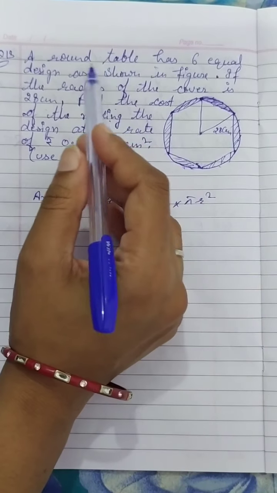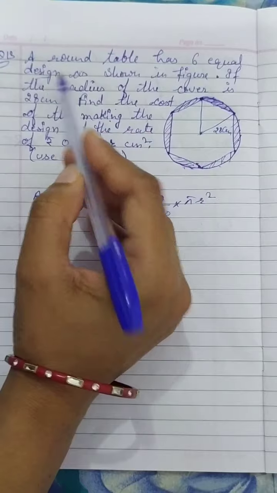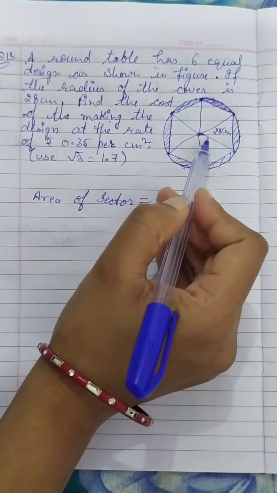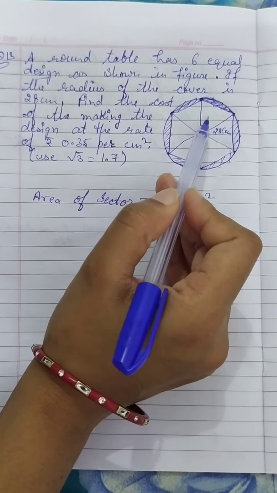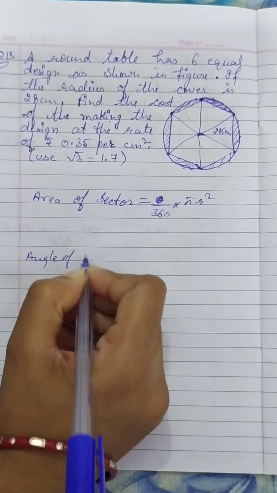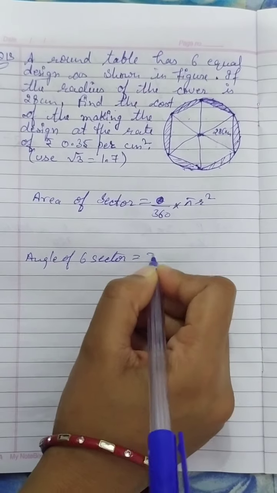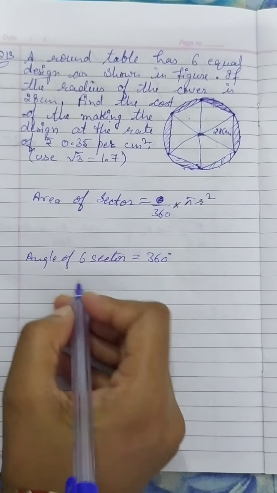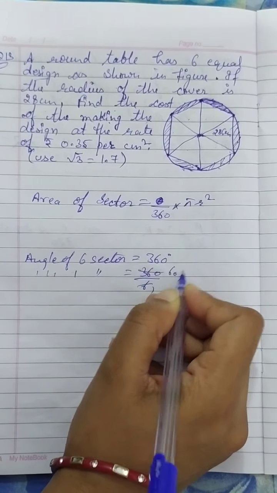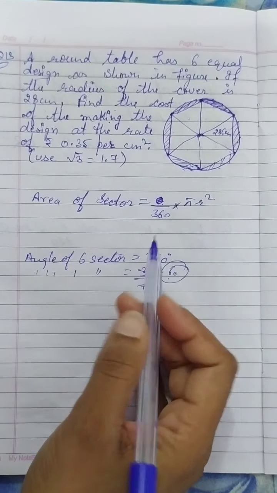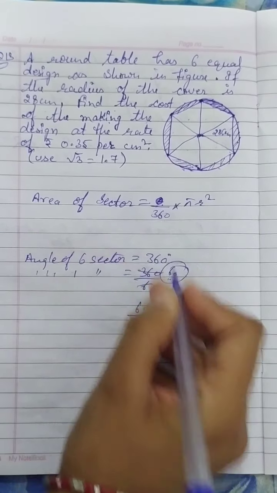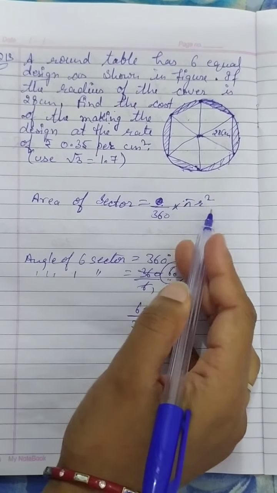There are 6 equal designs which is given in the question. 6 equal designs like that. And these make 6 equal sectors also. 1 2 3 4 5 6. So the angle of 6 sectors is 360. This is the complete angle. And what is the angle of one sector? 360 divided by 6, that is 60 degrees. So put this theta in this formula. So theta is 60 upon 360 multiplied by pi r square.